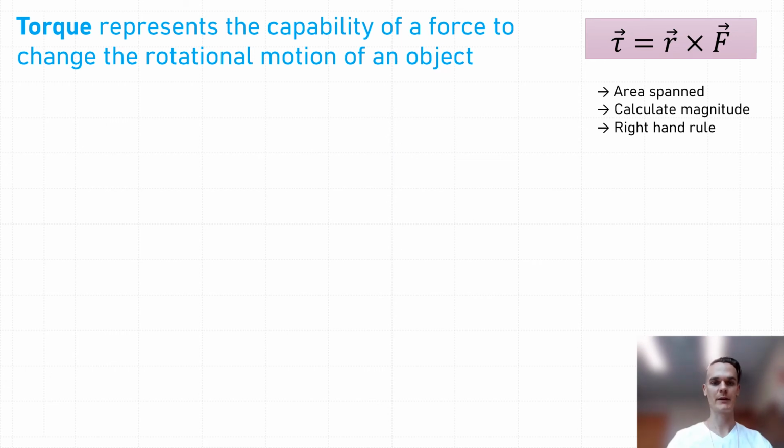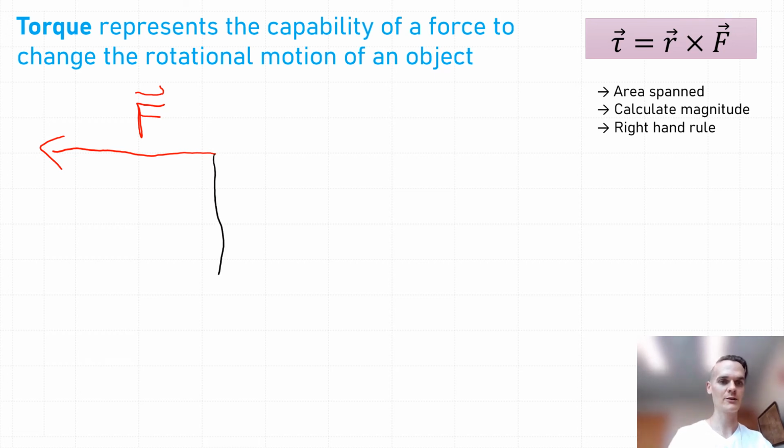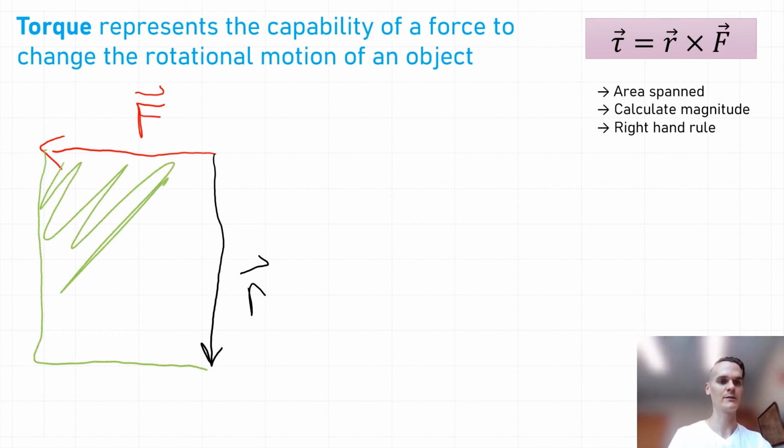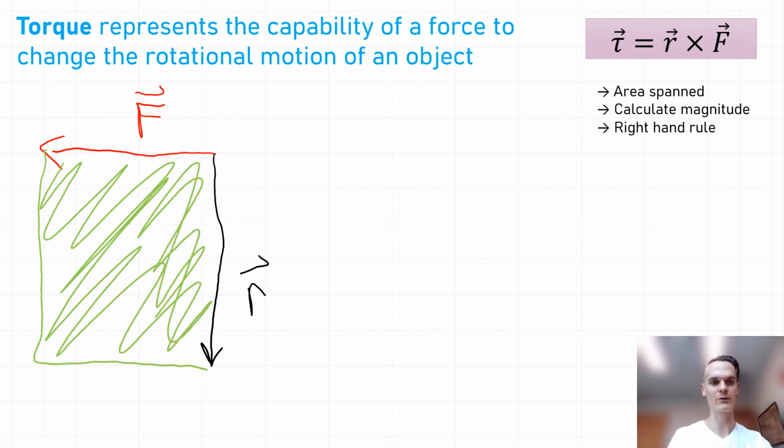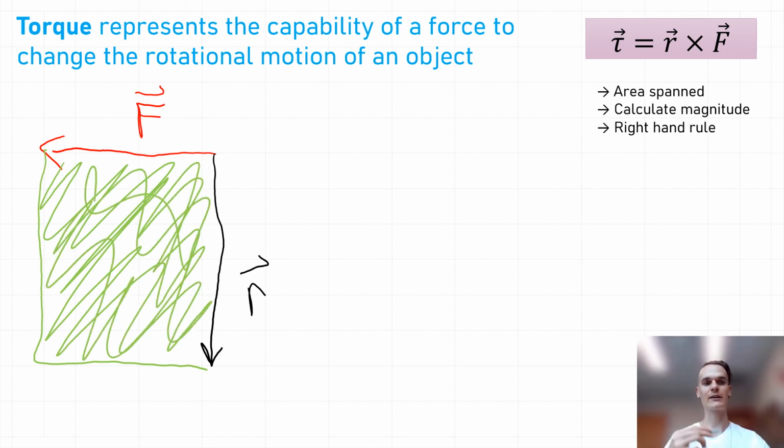The first step in calculating the torque vector graphically is drawing the constituent vectors tail to tail so that we can sketch the parallelogram whose area represents the magnitude of the torque vector. So we have our two vectors drawn tail to tail here. We sketch in the other two sides of our parallelogram, which just so happens to also be a rectangle, and the area here represents the magnitude of the torque vector. We see that the area is non-zero, so the torque must be non-zero as well.